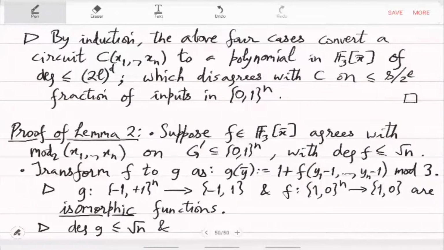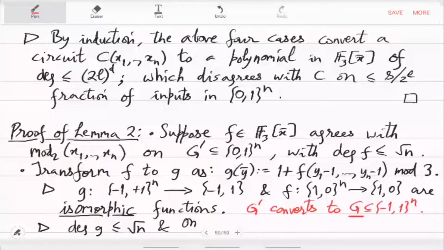And on this, so let us also define g prime becomes g. So g prime was a subset of 0 1 to the n, which now will convert to some other subset G, in the new domain -1 plus 1 to the n.